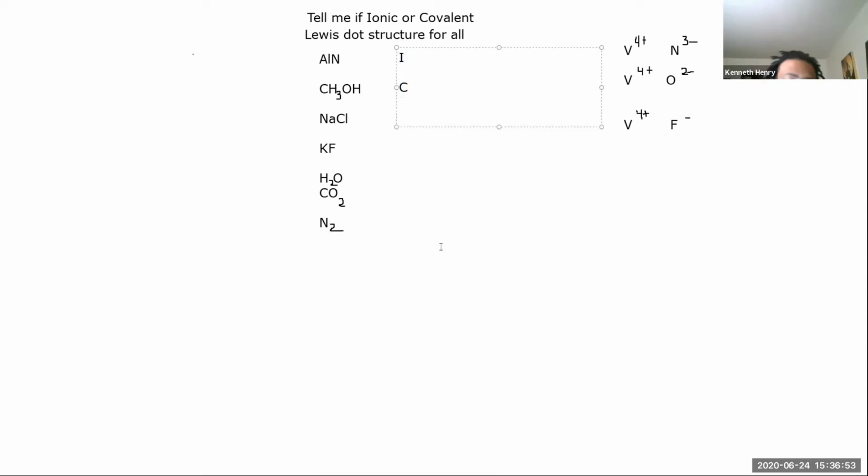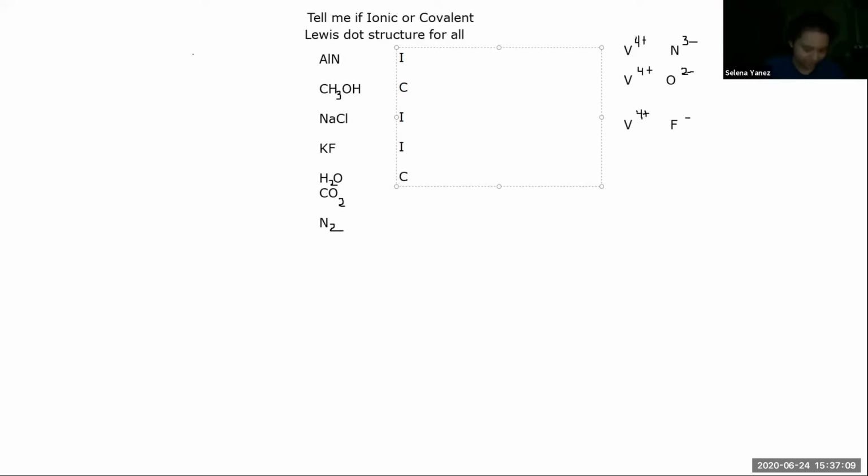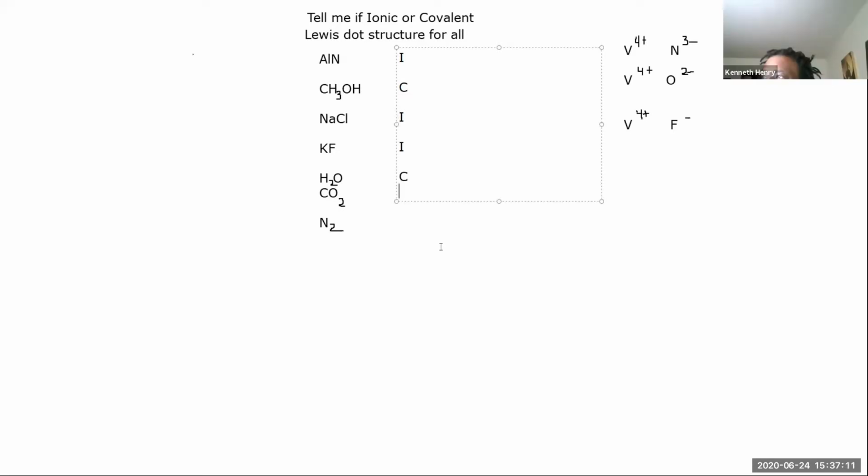Okay, the next one, ionic or covalent? Ionic. The next one, ionic or covalent? Ionic. Ionic or covalent? Covalent. Ionic or covalent? Covalent. Ionic or covalent? Covalent.